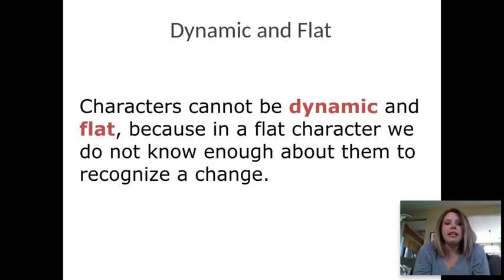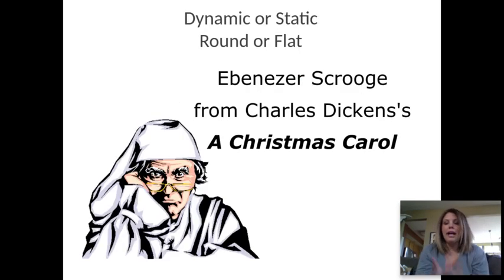Characters cannot be dynamic and flat because in a flat character we don't know enough about them to recognize a change. So you're not going to have a dynamic and a flat character, because without a lot of information we don't know that character actually went through any change. So you're not going to see dynamic and flat together. So let's look at some examples, okay?